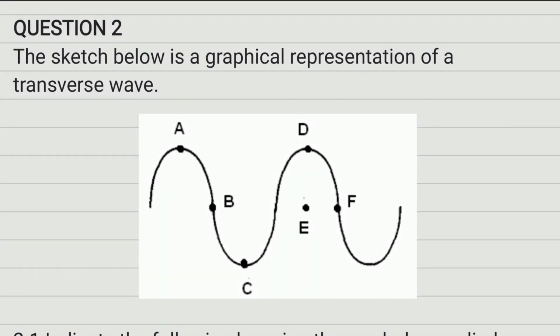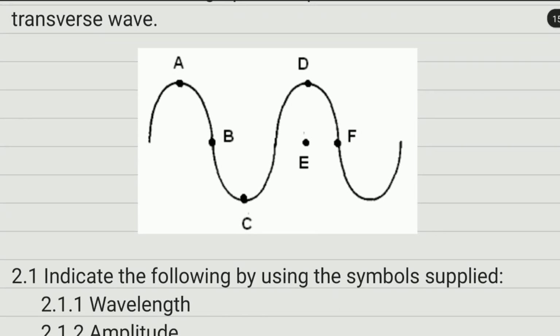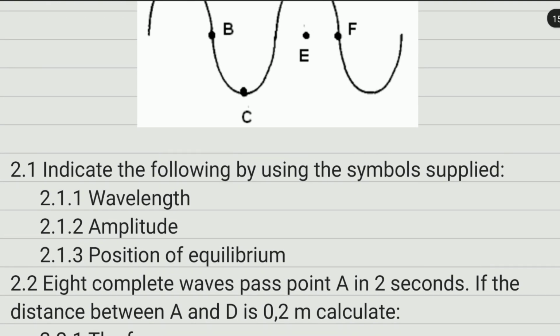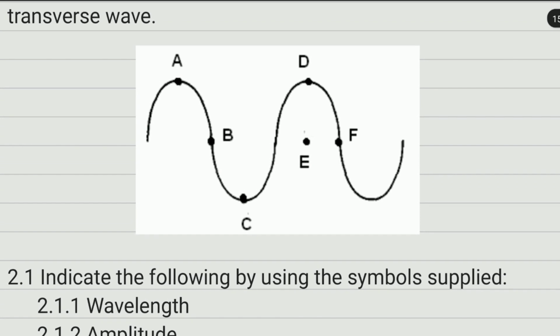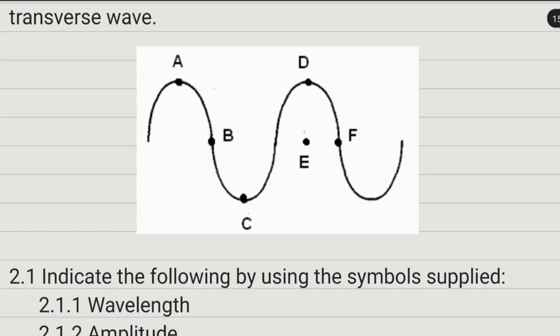The second question states: the sketch below is a graphical representation of a transverse wave, and you can see the representation here. 2.1, indicate the following by using the symbols supplied: wavelength. Now remember, what is wavelength? Wavelength, first of all, is the distance between two consecutive crests or two consecutive troughs. In this case, this is wavelength.